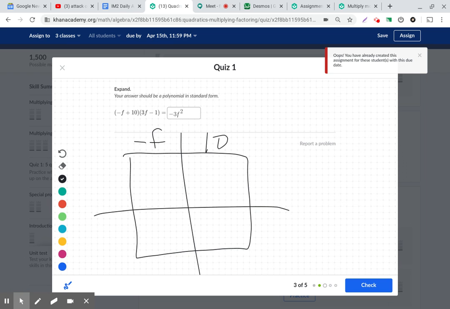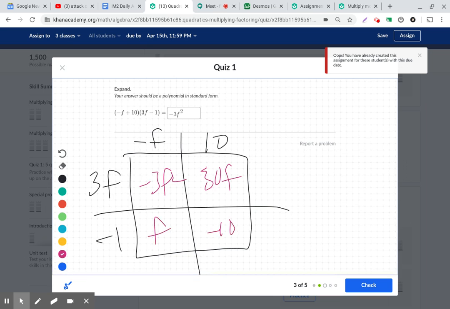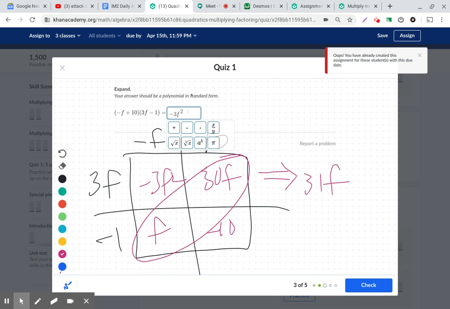-f, 10, 3f, -1. We use a different color. So it's -3f squared, 30f, +f, and then -10. I'm going to combine these two right there. So that's going to be 31f. Okay. That would have been a little hard to do in my head. And if it's positive, you want to put plus.